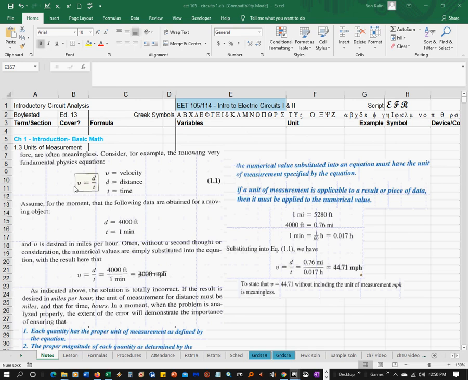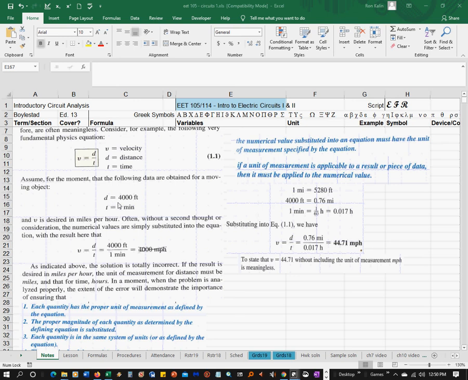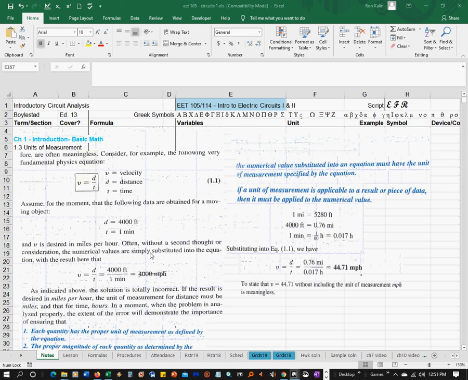It's showing you a basic formula here: velocity equals distance divided by time. If you assume the distance is 4,000 feet and the time is 1 minute, dividing the distance by the time gives you feet per minute. But that's not equal to 4,000 miles per hour, obviously.